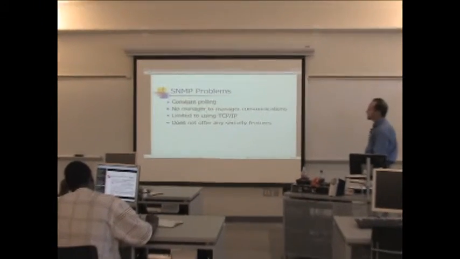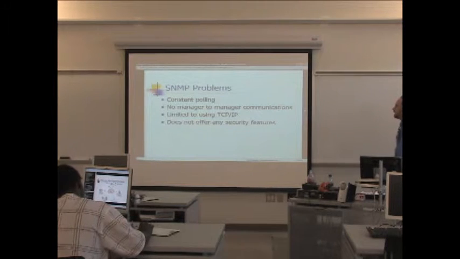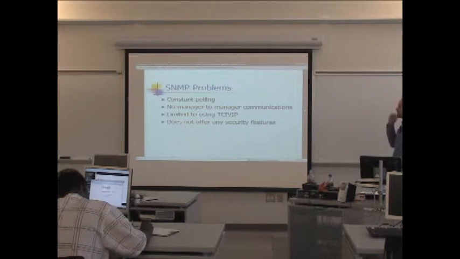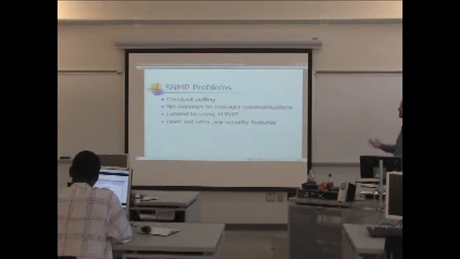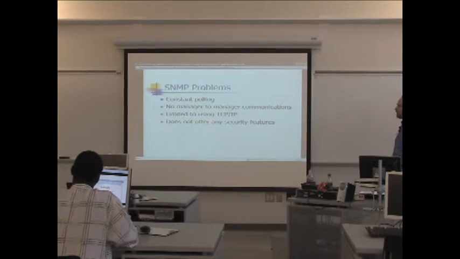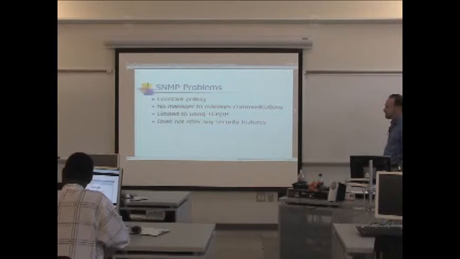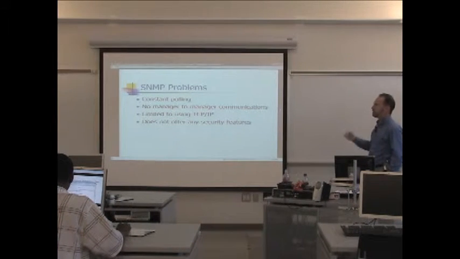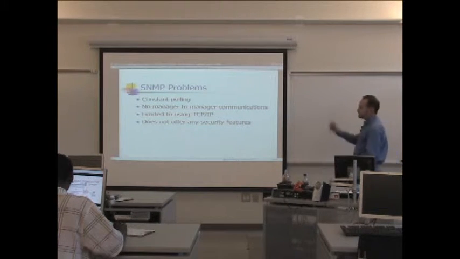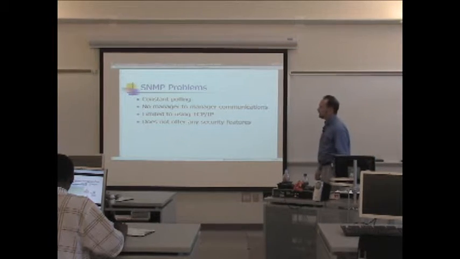Now, SNMP has some problems with it. One of the things is when the management system sends out a request to a device to get some information from it, if that device doesn't support that particular information or has no new information to offer, it won't respond. And so the management system then consistently starts polling for that information to come back from the device. And so that increases the traffic on the network. So constant polling is one problem with SNMP.